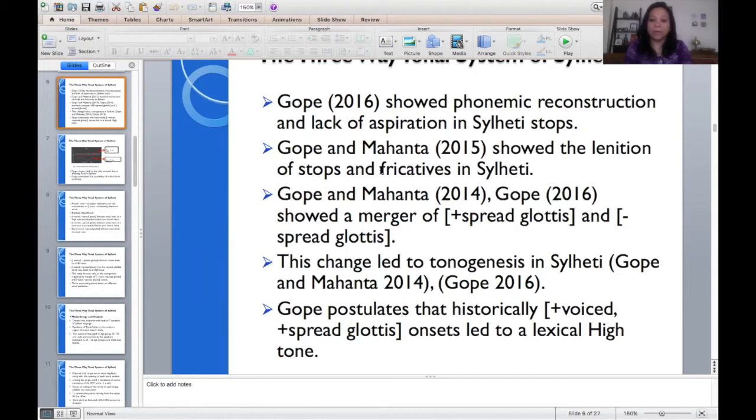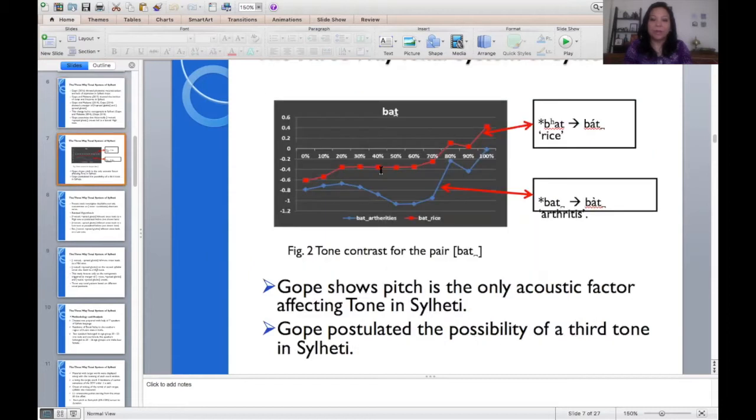And also Gope postulates that historically plus voice plus spread glottis onsets led to a lexical high tone. In this diagram, which is from Gope 2016, you can see the red line there, which shows the loss of plus spread glottis in a voiced stop, which has led to the rise of a high tone there, as against this blue line where nothing has been lost, but it contrasts for tone being the one which carries the low tone. Gope also postulated the possibility of a third tone in Sylheti.